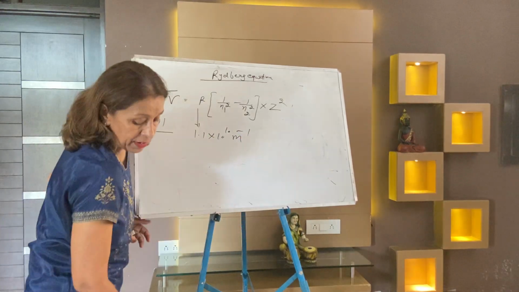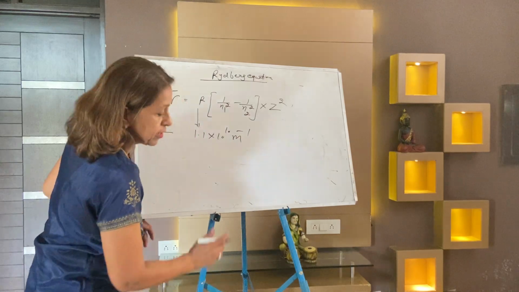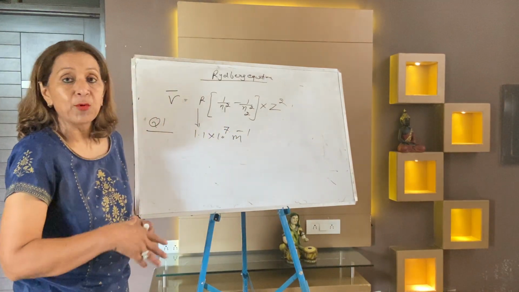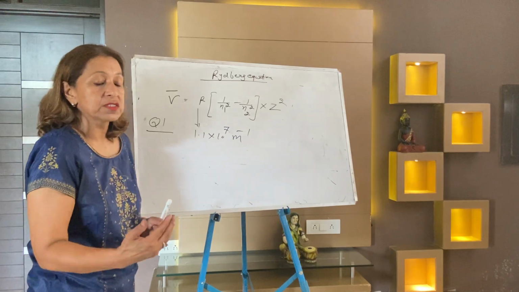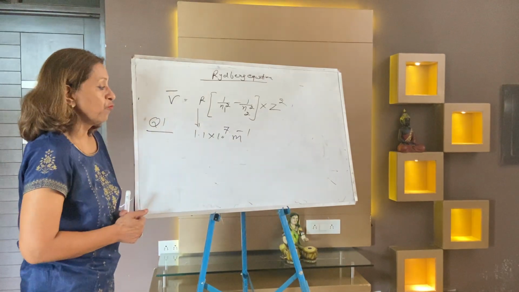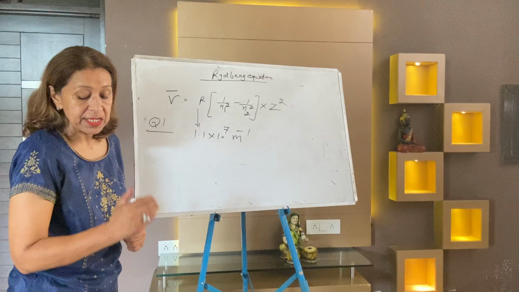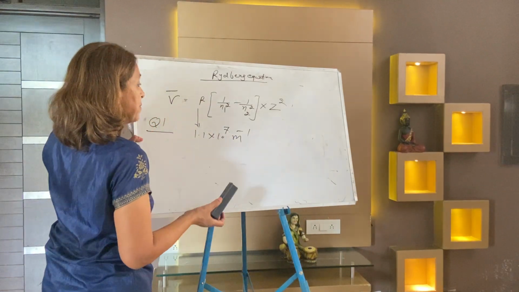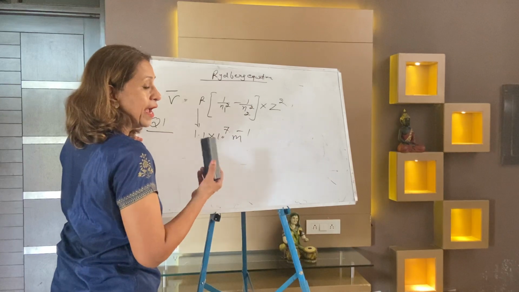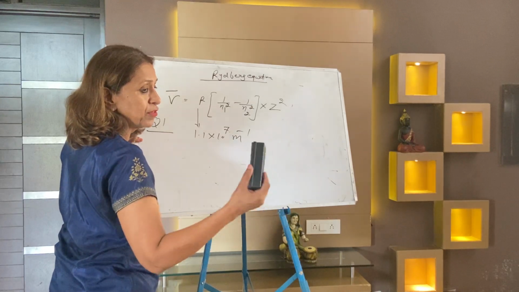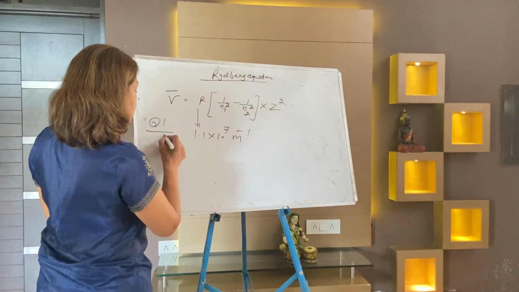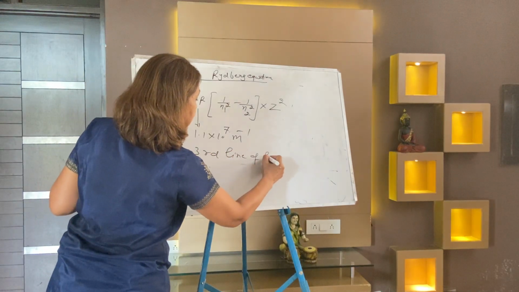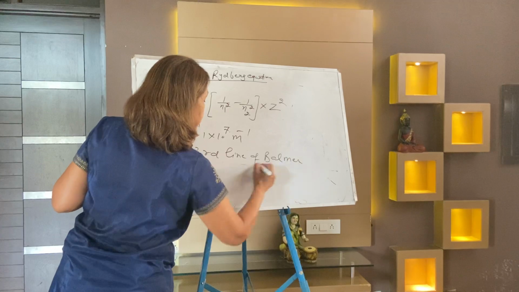Its value is 1.1 into 10 raised to power 7 per meter. So very simple, 1.1 into 10 raised to power 7 per meter. So I am taking, calculate the wave number of the third line of the Balmer series. If the question comes, calculate the wave number of the third line of the Balmer series.